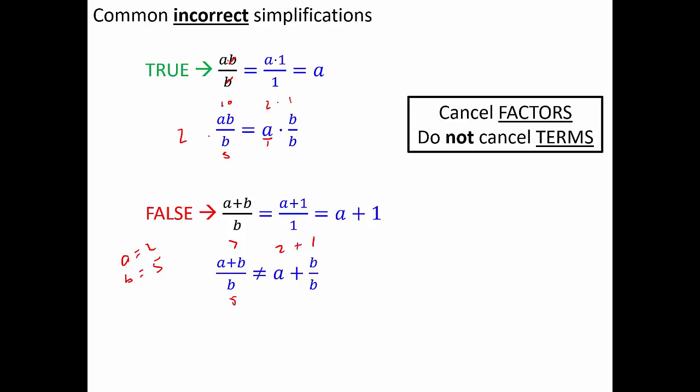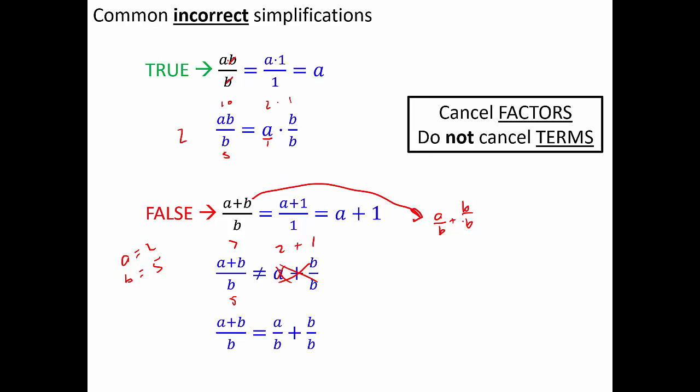I can pull that A to the front, but down here I cannot pull that A to the front. This is garbage. It doesn't work, which means you cannot cancel that B term. What you can do, if you see something on the top and something on the bottom, but there's addition or subtraction in the way that doesn't allow you to cancel, what you can do is break it up, just like that. You can break it up into two separate fractions.